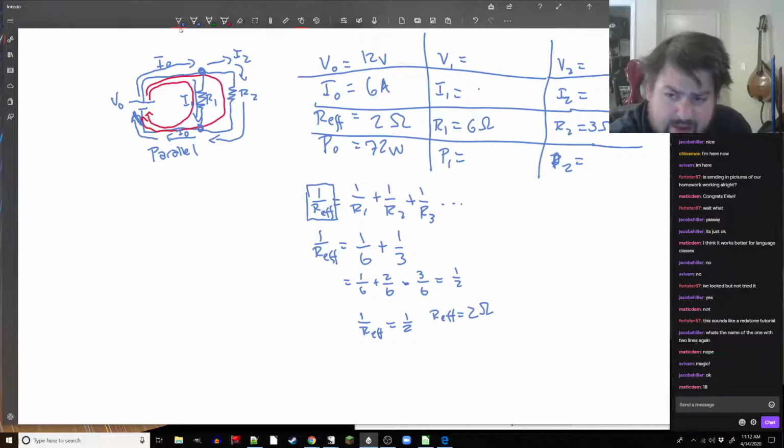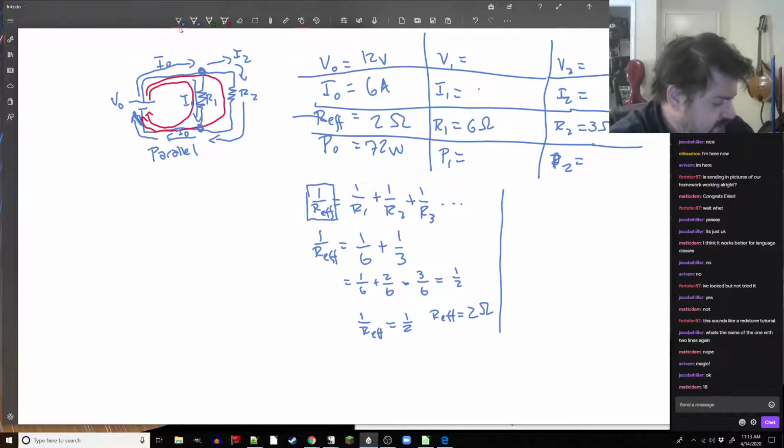So there is another way to figure this out, which is another rule. This one has to do with voltages. So in the same way that all the currents around a single loop had to add up to the original current, all the voltages around a single loop.